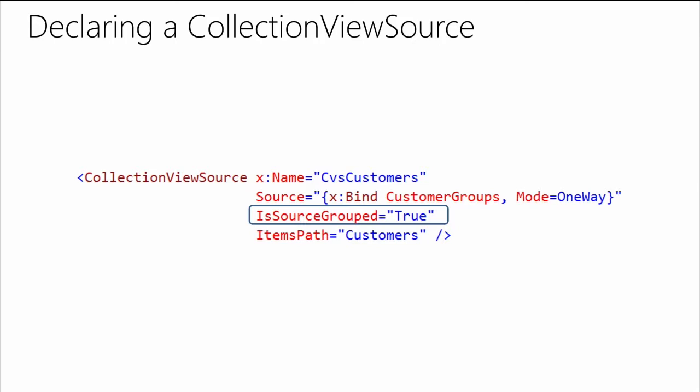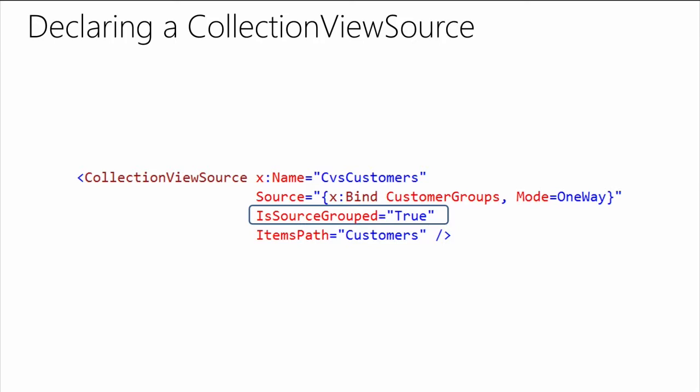So here's our collection view source. We've called it CVS customers, for collection view source customers. We've set its source to binding to the customer groups property, somewhere in your view model, or in this case, the code behind. We've specified IsSourceGrouped equals true. That's the trigger that sets things up.